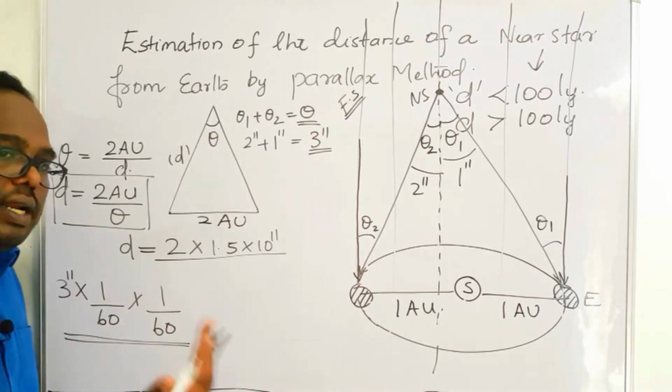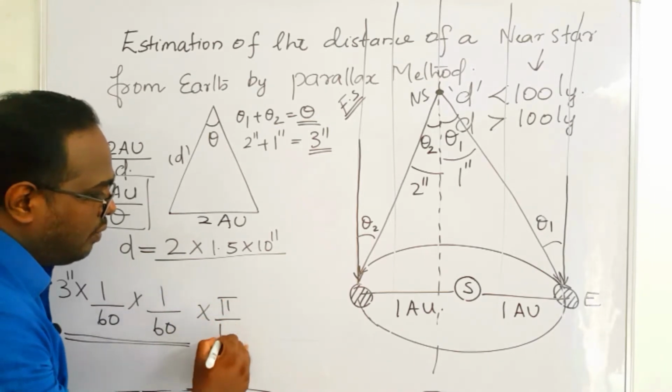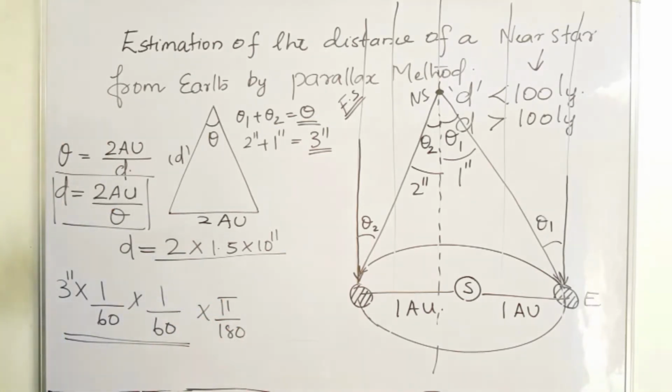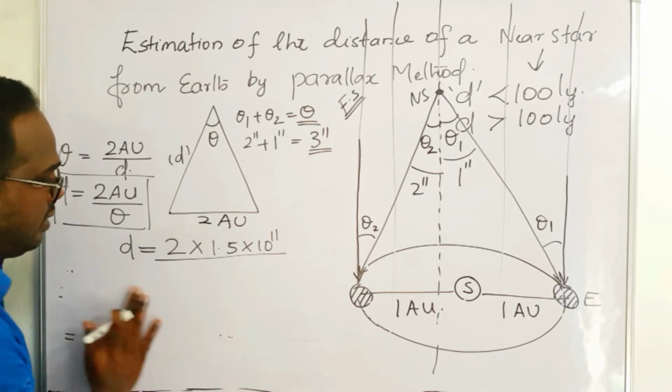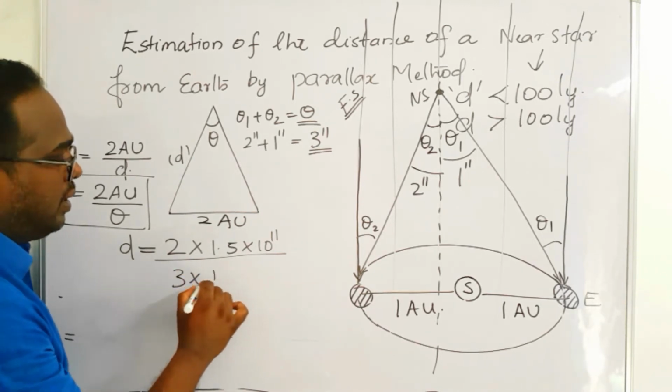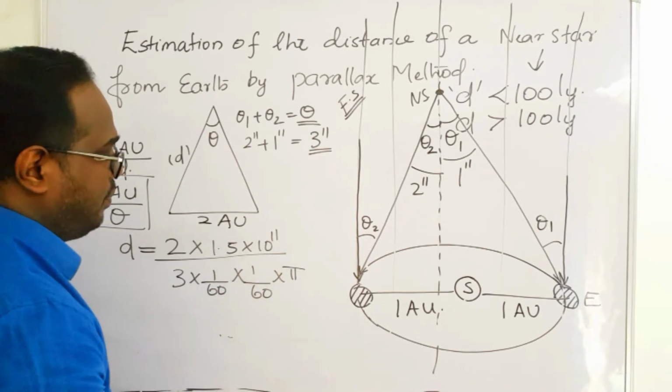Then how can you convert degree into radian? Just multiply pi by 180. Okay. Clear? 3 into 1 by 60 into 1 by 60 into pi by 180. You substitute that value here. 3 into 1 by 60 into 1 by 60 into pi by 180.